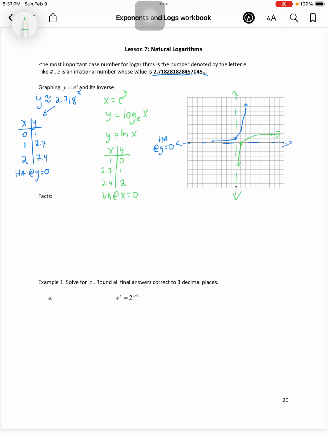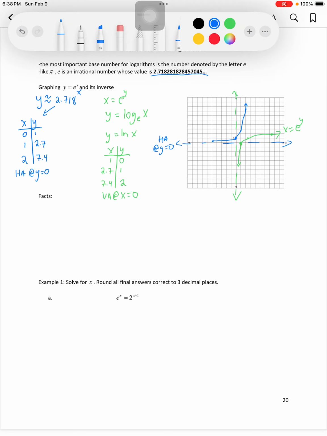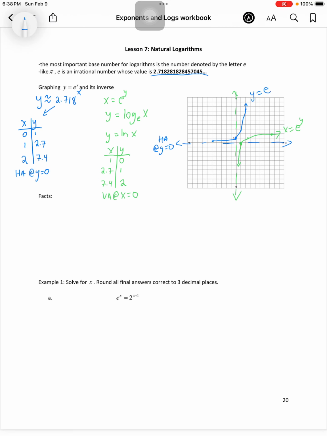So make sure you label your graphs if you're ever asked to graph more than one function. So here, this is going to be x equals e to the y. And this blue one here is going to be y equals e to the x. And then you're done.